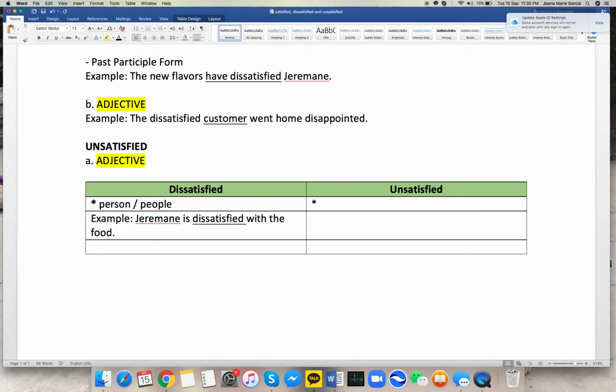Now, for this case, unsatisfied can also be used for a person, and for people as well. So we can also use the same example. We can say, Jermaine is unsatisfied with the food. So both are accepted with totally the same meaning. However, dissatisfied cannot be used for things. So it's impossible to use that for things. But the word unsatisfied can be used for a thing or things. So that's the main difference.